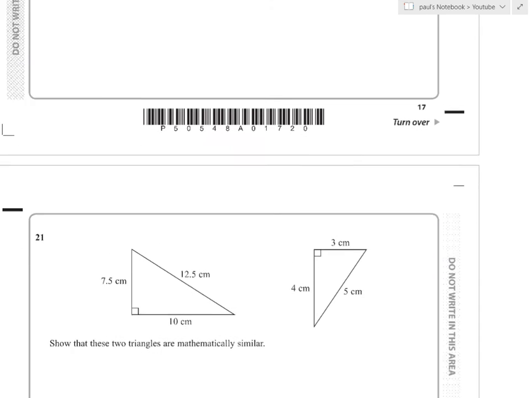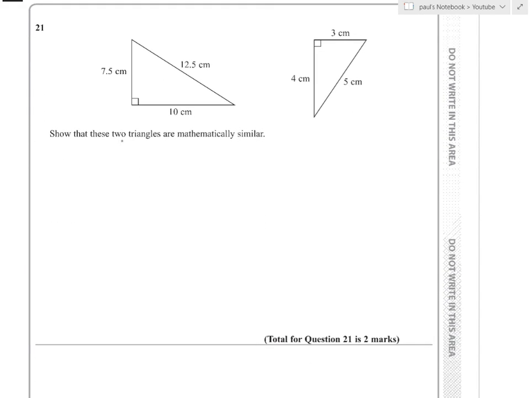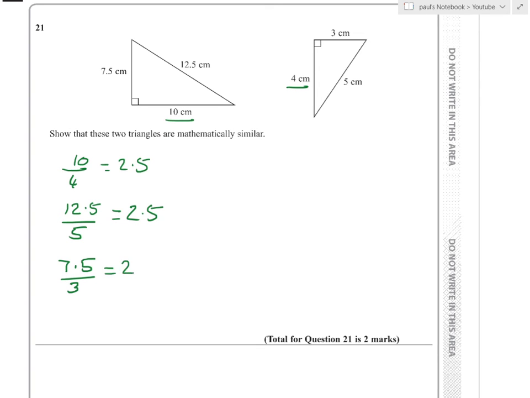Show that these two triangles are mathematically similar. Right, so the ratio on all three sides must be the same. So let's do the one to the right hand side of this right angle, which is that one and that one. So 10 divided by 4 equals 2.5. Now let's do the hypotenuse, which is 12.5 divided by 5, and that again is 2.5. And the other one is 7.5 divided by 3, again 2.5.